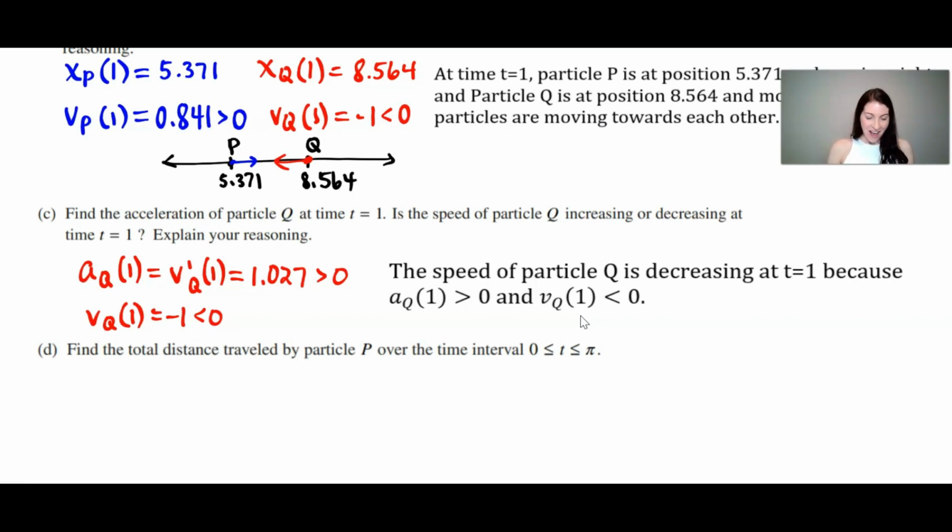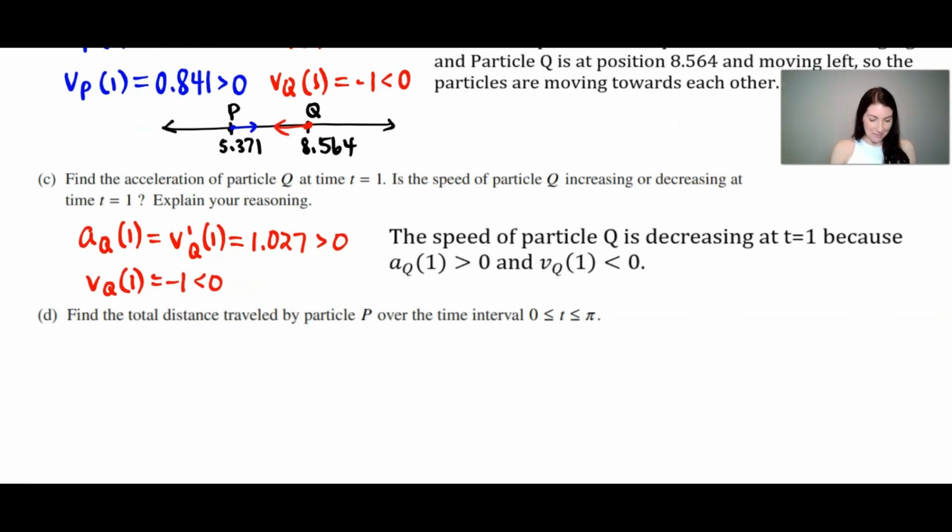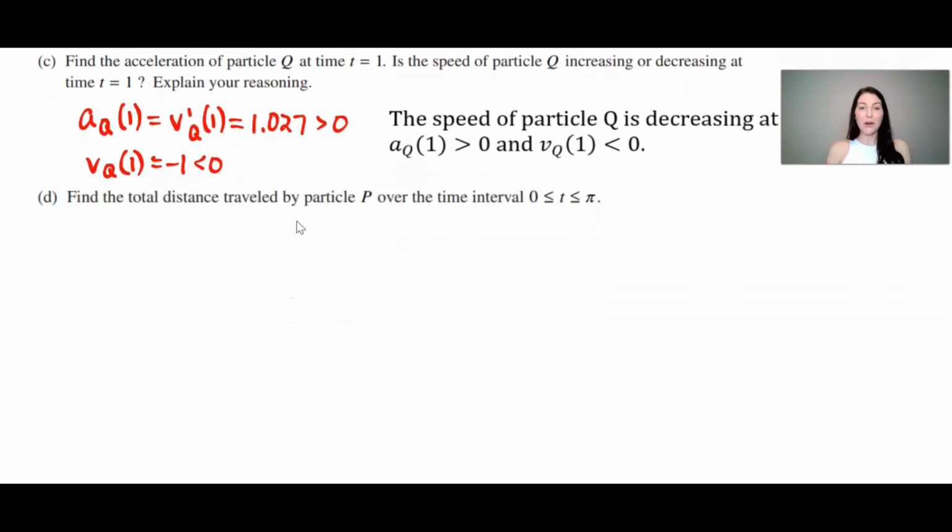All right, now on to the final part, part D. Find the total distance traveled by particle P over the time interval from 0 to pi. Now, to find the total distance traveled, we use an integral, and we take the integral of the absolute value of velocity. Taking the integral of the absolute value is going to account for the particle moving left and right, and it's going to add up the total distance and not just find the displacement, which would counteract the positives and the negatives.